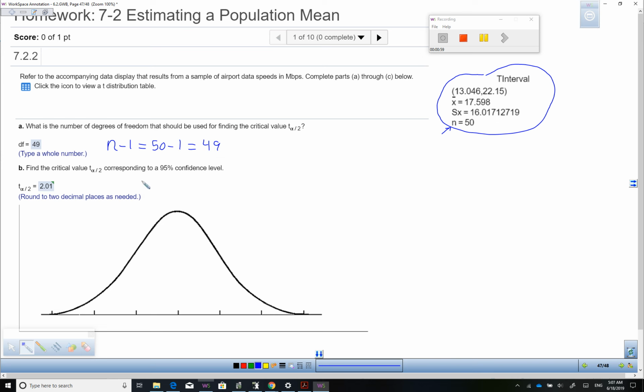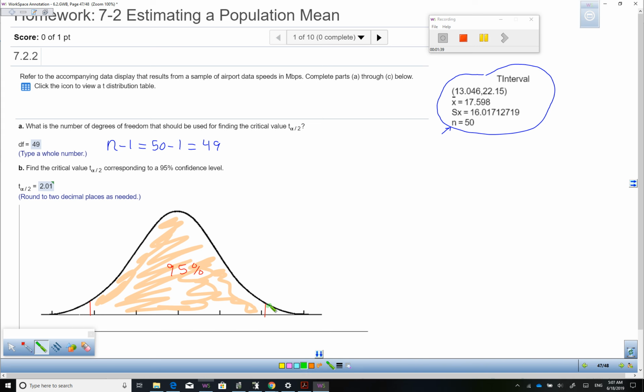To find a critical value corresponding to a 95% confidence level, remember that that 95% means you have 95% of the area of this t distribution right here in the middle, right? And so that's 95%, okay? And you have this area right here on the tails, okay?